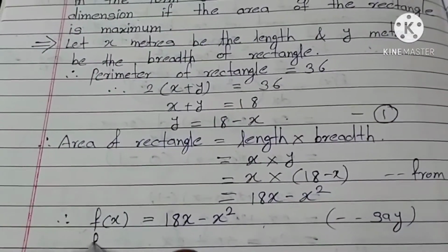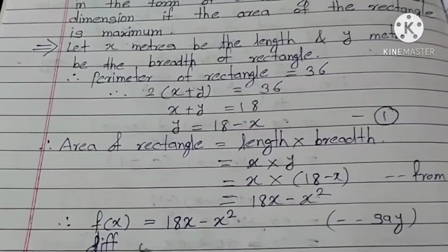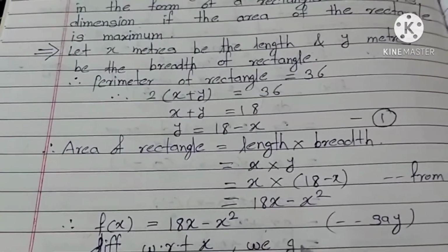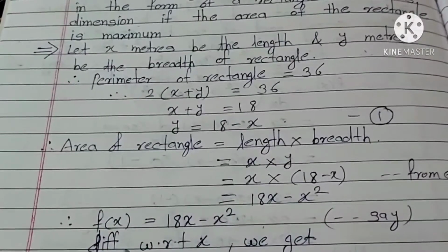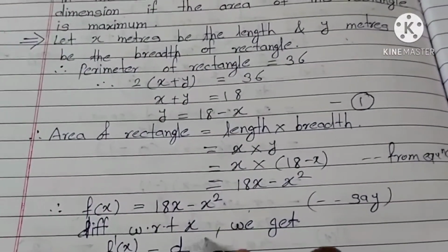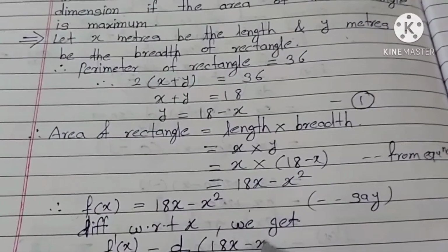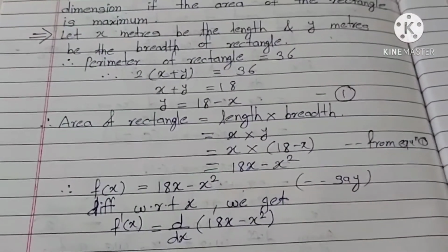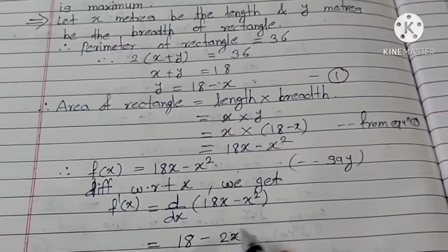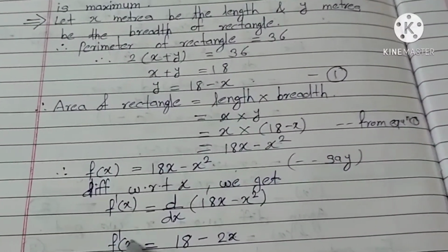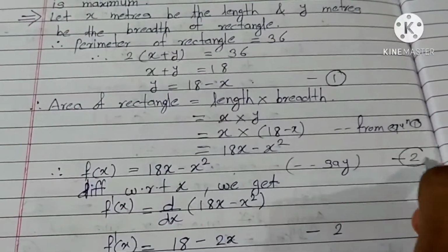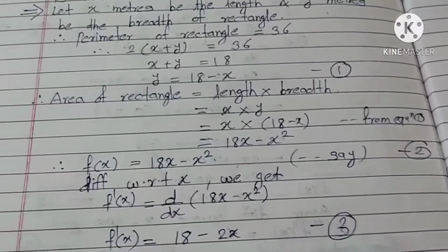Now differentiate with respect to x. We get, differentiation of f of x is f dash of x, and this is d by dx of 18x minus x square. So it is 18 minus 2x. This is f dash of x. Call it equation second, and this is equation third.